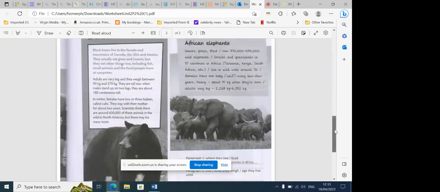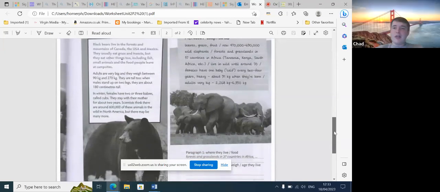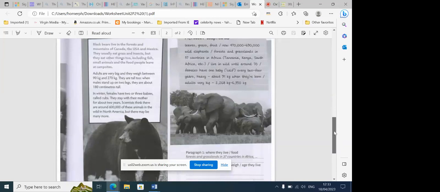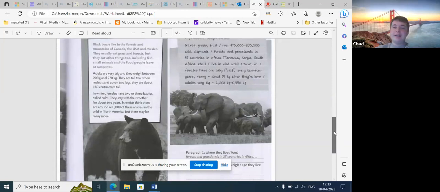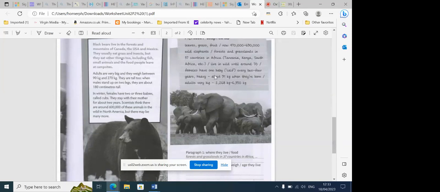400. No, that's not the age. What's each? Yeah, the age, AGE. Age. So live, it's age. It's about live until 70.